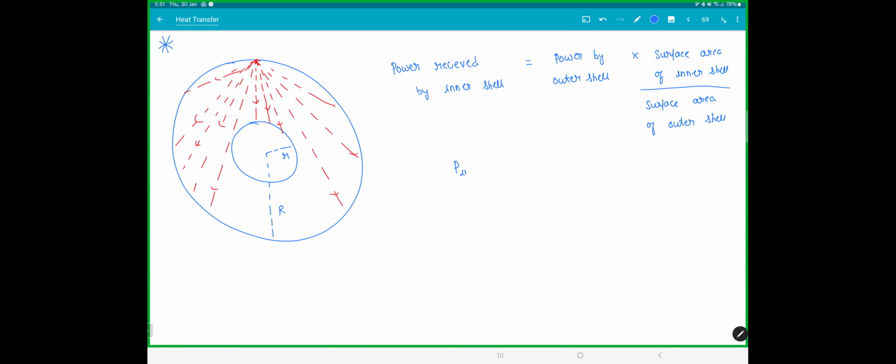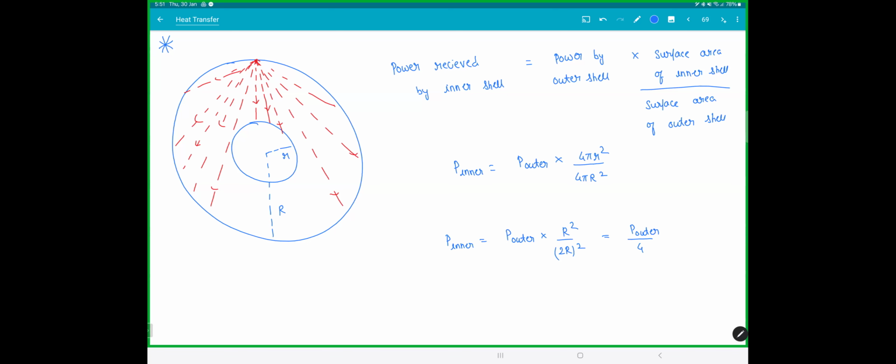So power on the inner shell. Everything the outer shell gives won't come inside. This would be 4 pi r square by 4 pi capital R square. In our question, small r is r and capital R was 2r. So P outer into r square by 2r whole square. That would be P outer by 4.